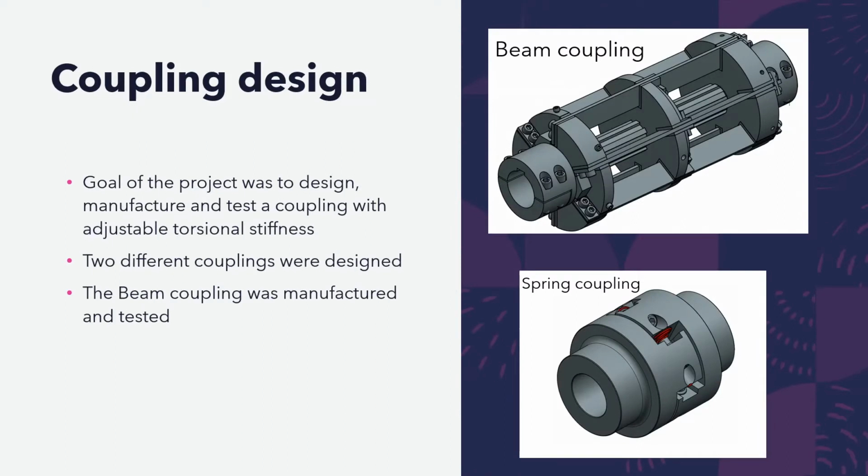Okay, next is the coupling design. The goal of the project was to design, manufacture and test a coupling which would have an adjustable torsional stiffness. We designed two different couplings. First one on the top right is the beam coupling, where beams are used to adjust the torsional stiffness, and lower right is the spring coupling, which uses springs to adjust the stiffness. In the end, the beam coupling was chosen to be manufactured and tested.